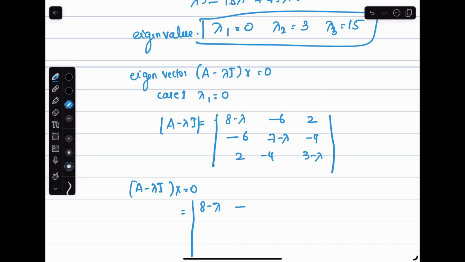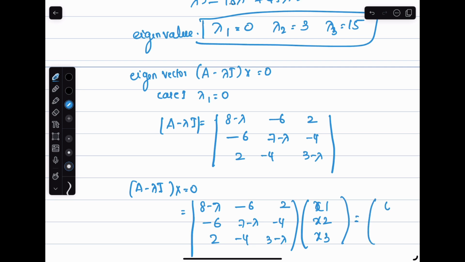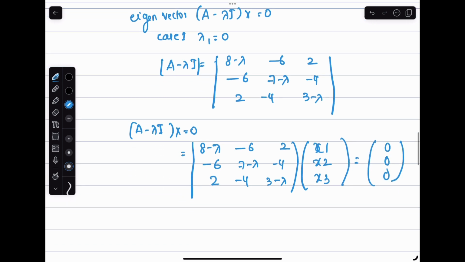The matrix is [8 minus lambda, minus 6, 2; minus 6, 7 minus lambda, minus 4; 2, minus 4, 3 minus lambda], multiplied by x1, x2, x3, right? We have three unknowns here now. x1, x2, x3, that is itself the eigenvector, is equal to 0, 0, 0.